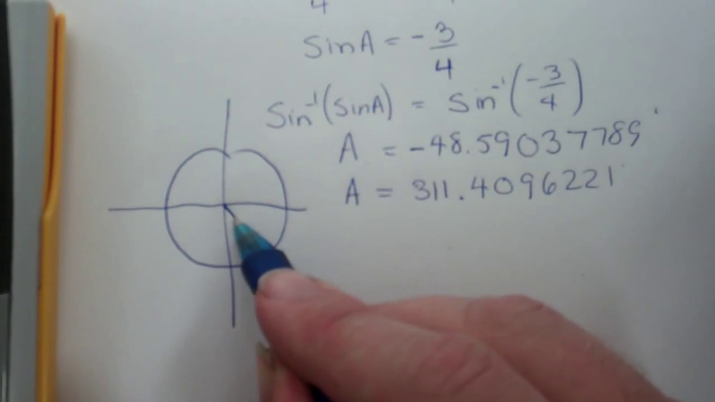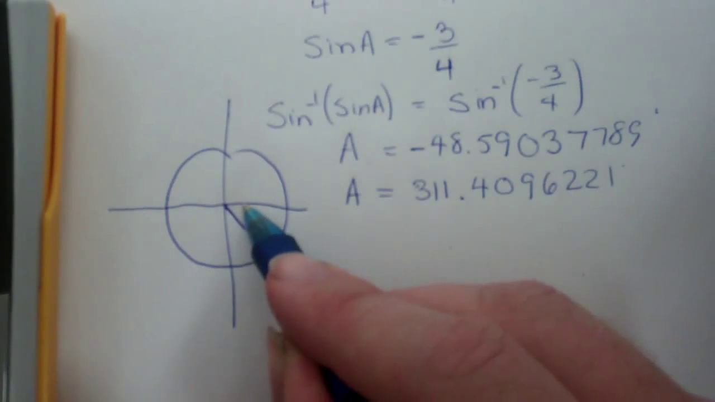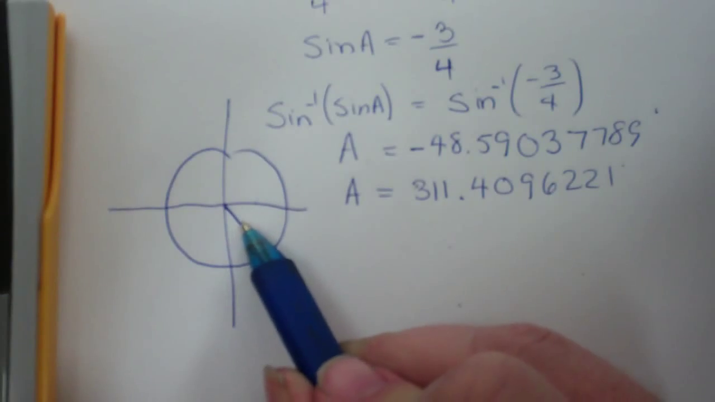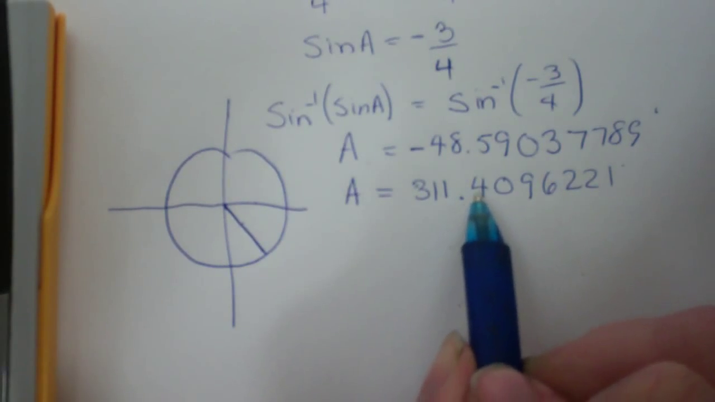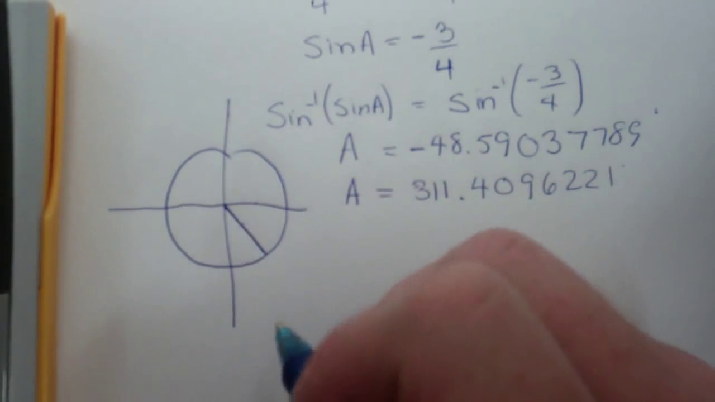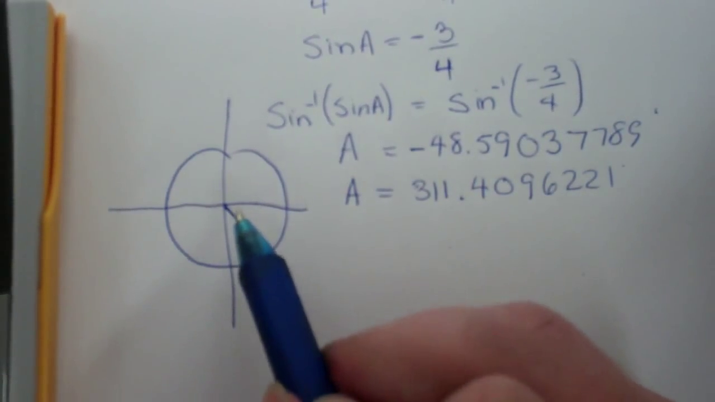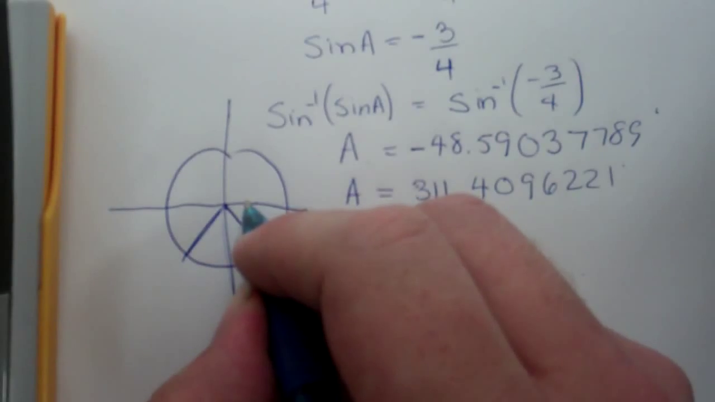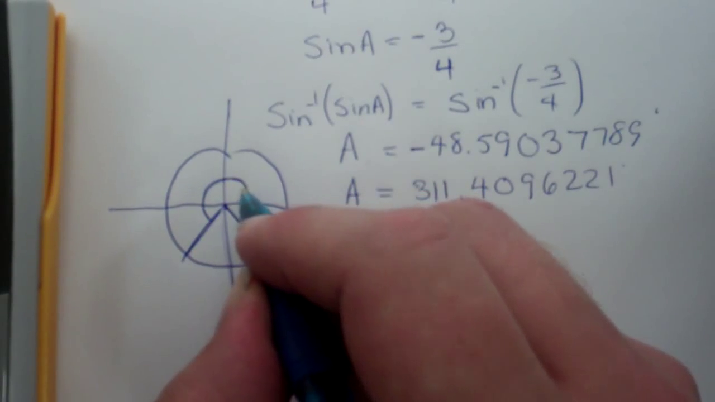This is negative 48.59037789. And that means that from there around is 311.4096221 degrees, right? This larger angle. It's a sine, so how do we reflect that? We reflect that through the y-axis, and we end up right here. And we need to find what is the size of this new angle, right?